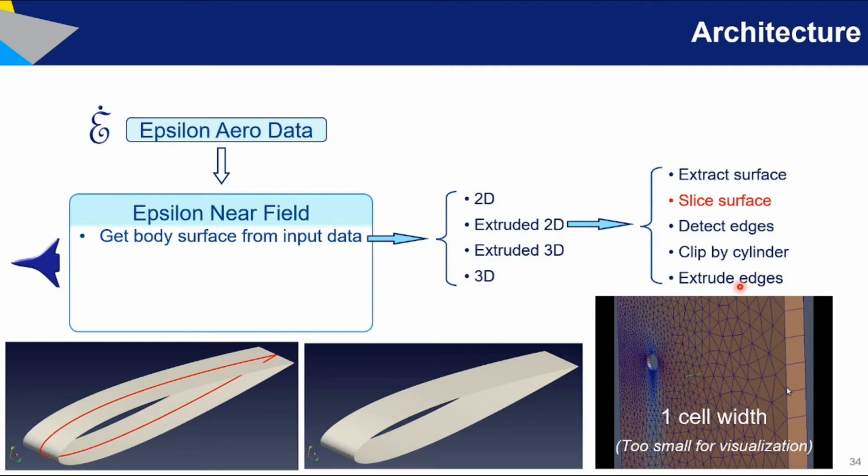You don't notice that when you use Epsilon Near Field, but it's very important to have those operations in mind when you execute the filter. And again, all of these are VTK operations.